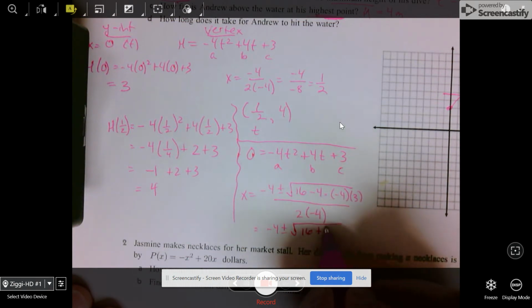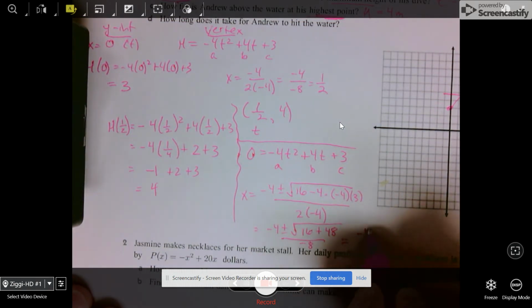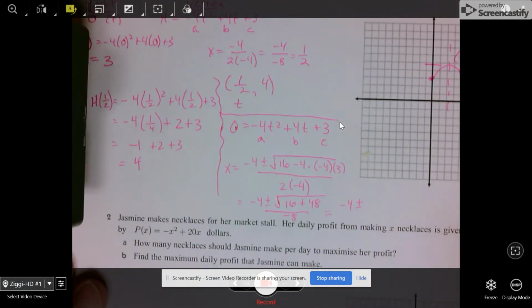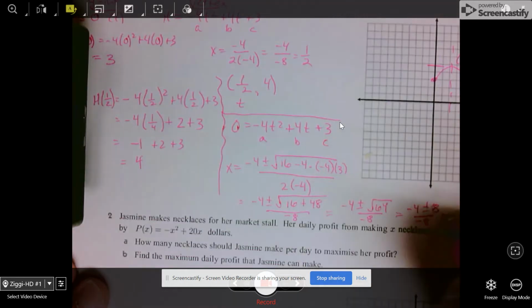So -4 plus or minus 8 over -8. So we have -4 plus 8 over -8 and -4 minus 8 over -8. So that is going to be 4 over -8. That's going to be back here. We don't need that one. We need the positive one.